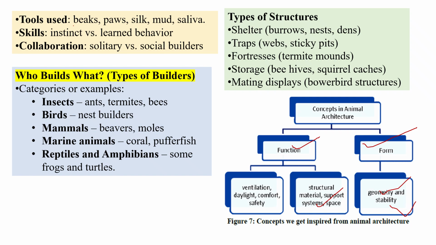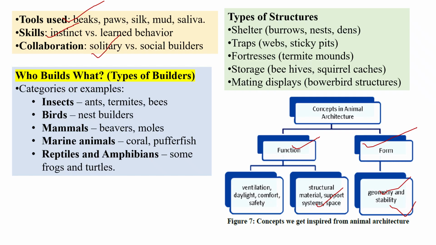Now, what are the common tools used? As I have said, beaks, paws, silk, mud, saliva, etc. are the tools which are used while constructing the nest. This could be an innate behavior, natural instinct, or it could be a learned or acquired behavior. The parent will teach them how to construct a nest.